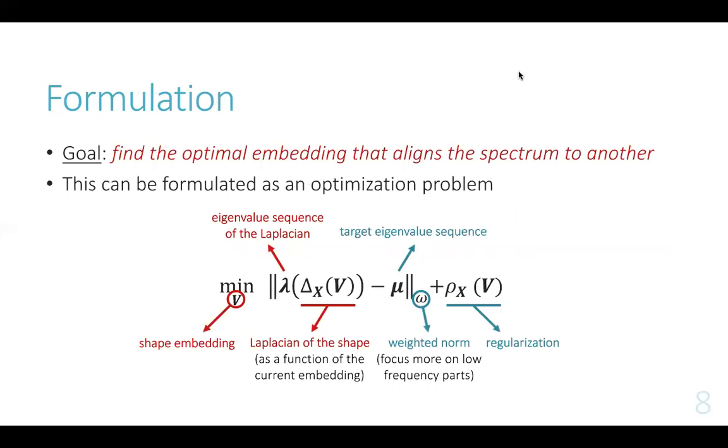Okay, so the goal, in this way, they can formulate the problem as: we want to find the optimal embedding that aligns the spectrum to a fixed, given eigenvalue sequence. The formulation is an optimization problem where you minimize over the shape embedding, finding the best coordinates for the vertices so that the eigenvalues of the Laplacian align to a target eigenvalue sequence mu. So mu is given, and we want the shape embedding that has the same spectrum as the eigenvalue sequence. We use a weighted norm that focuses more on the low frequency parts as a metric of how well the spectrum alignment works. And we will have a regularization term.